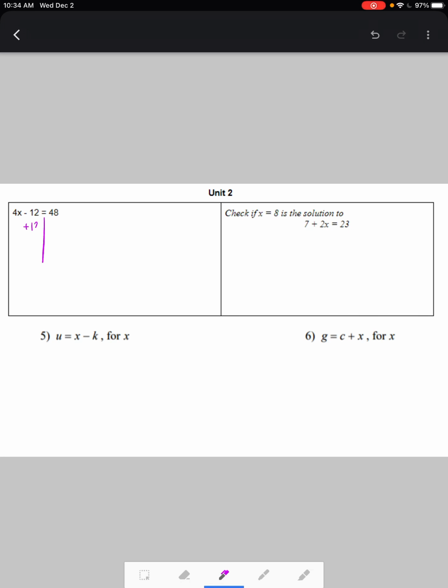4 times x, the opposite is division. So we are left with here 15.